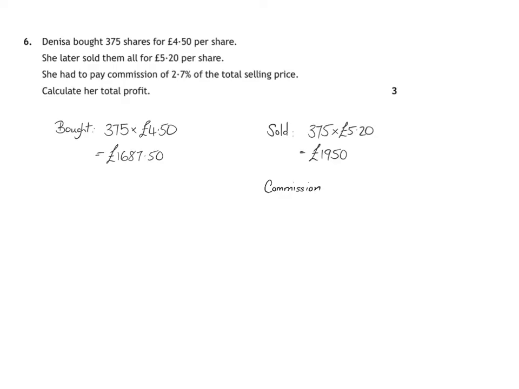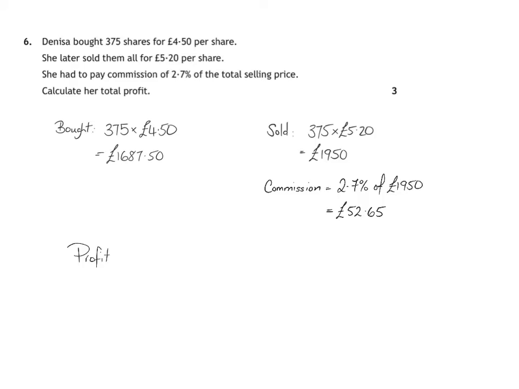So this is 2.7% of our 1,950. So into our calculator, either 2.7 over 100, 0.027, or 2.7%. As long as you've got one of the newer Casio calculators, it's got a literal percent button, so you can do it that way. So we get £52.65.